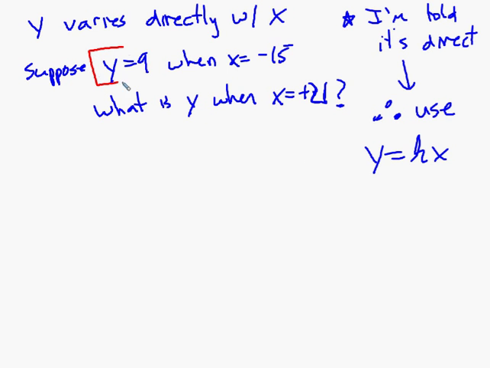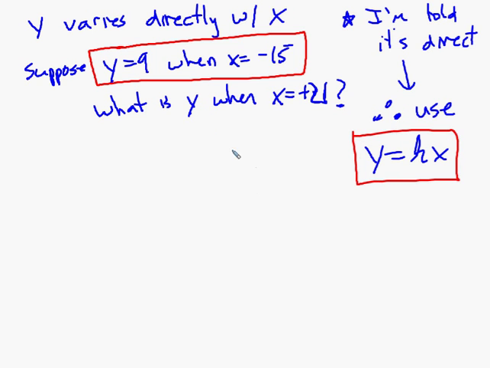So I use this piece of information. Suppose y equals 9 when x equals negative 15. So I know it's a direct variation. But in order to answer this question, I need k. I need k to answer this. So I'm going to do it in two parts. Now your book shows you how to do it in a proportion, that's okay, but I'd rather you know to use this direct variation formula. Because then you're basically using the same formula all the time.